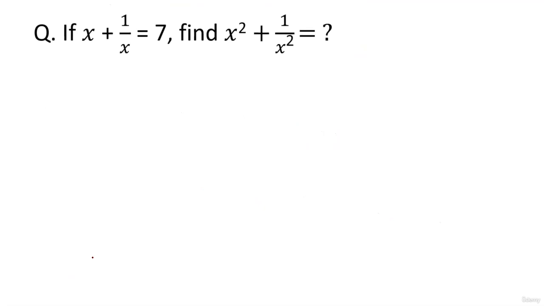If x plus 1 upon x is 7, find the value of x square plus 1 upon x square. Okay, now very simple. What I would do is I would try to generalize this. I'll take x plus 1 upon x as k and find out the value, and then we can find out a general answer for this.